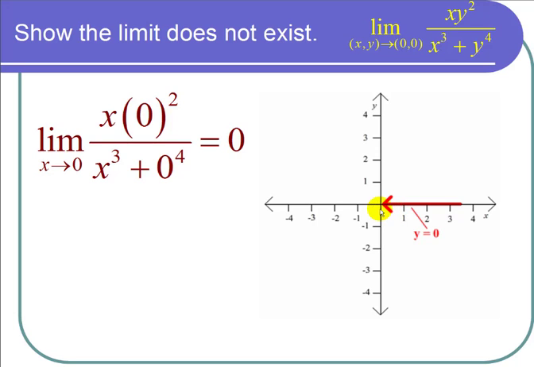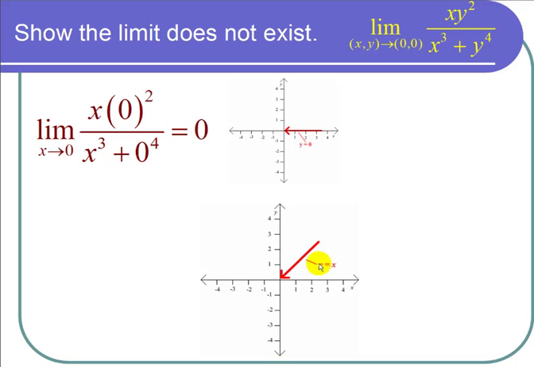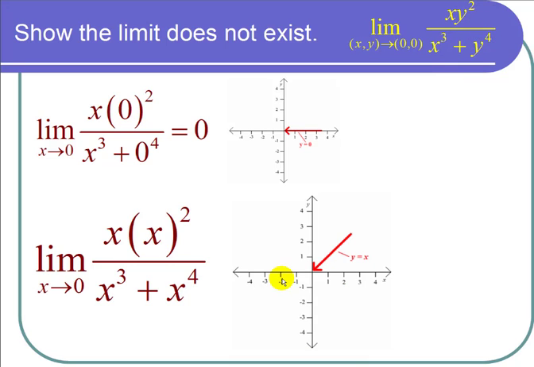Now let's take another path. I'm going to choose the path y equals x. So that's this path here that goes towards the origin along the line y equals x. And since y equals x, I can plug in x where I see a y and take a limit as x approaches 0. So I do that, and I get the limit as x approaches 0 of x times x squared over x cubed plus x to the fourth power.